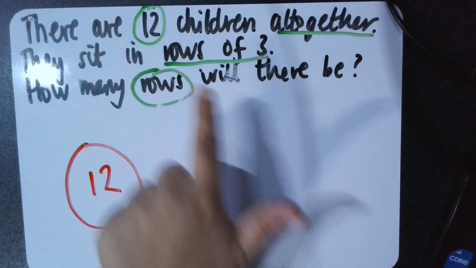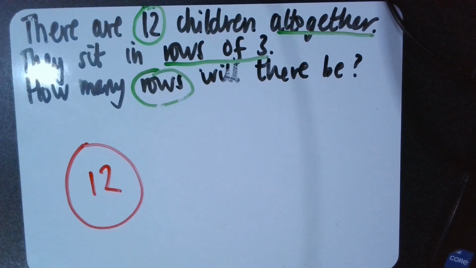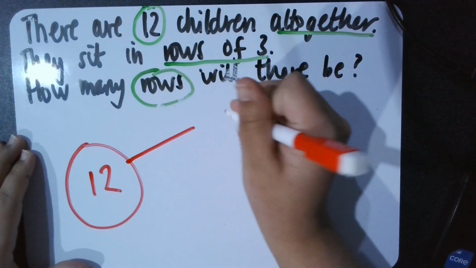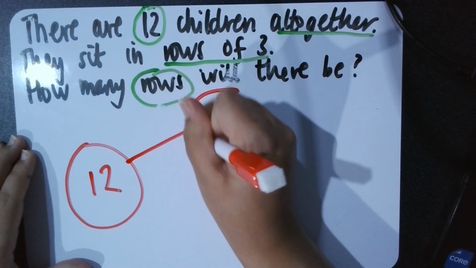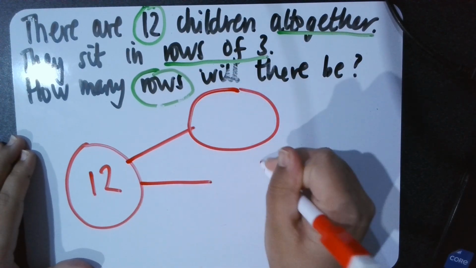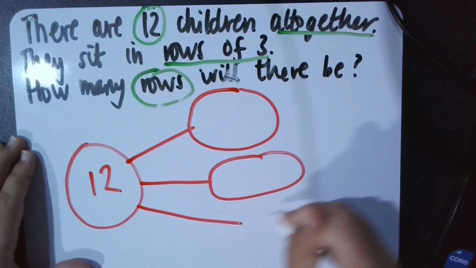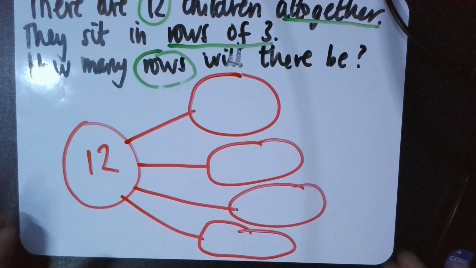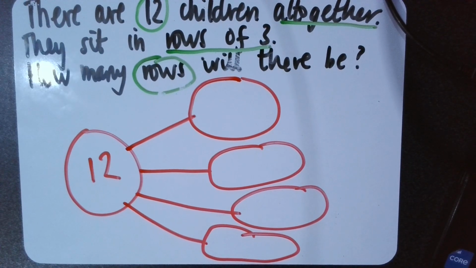Now, I was looking for the number of rows. I've now worked out that there are 4 rows, so I can actually draw 4 parts. I'm just working out to make it fair. 1, 2, 3, 4. Sorry, it's not super neat, but I have to make do. Right. I have my whole, which is 12, and I'm dividing 12 into 4 equal parts.